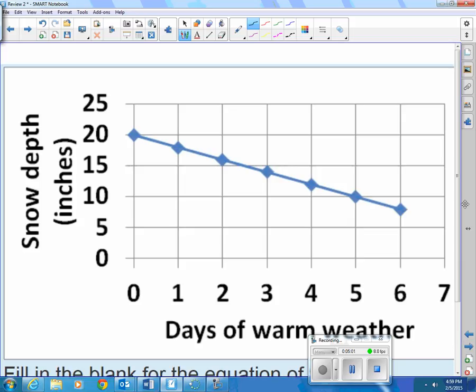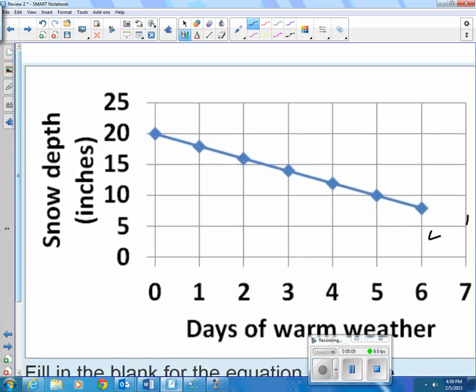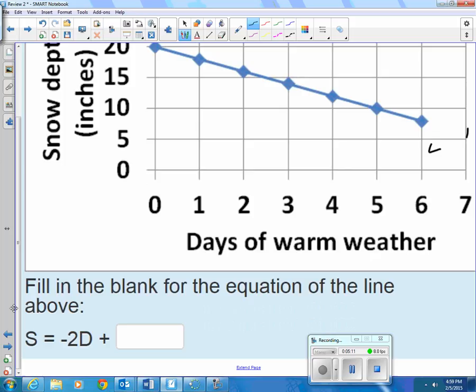Let's write an equation for the snow depth versus the number of warm days. And it looks like it's going down by 2 inches every day. And they just want to know the depth of the snow before it started melting. We can just read that off the graph. That would be 20.